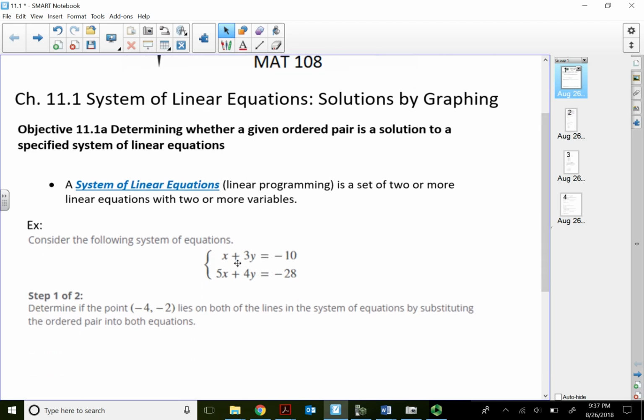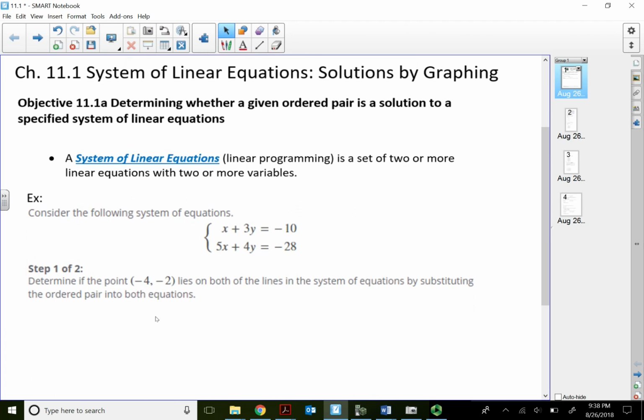So for example, normally when you see x plus 3y equal to negative 10, that is referred to as one line. In module 10, when we learned how to graph a linear equation, this is only considered as one line. So now if I put two such equations together, they are called a system of linear equations. So we are basically trying to draw two lines.